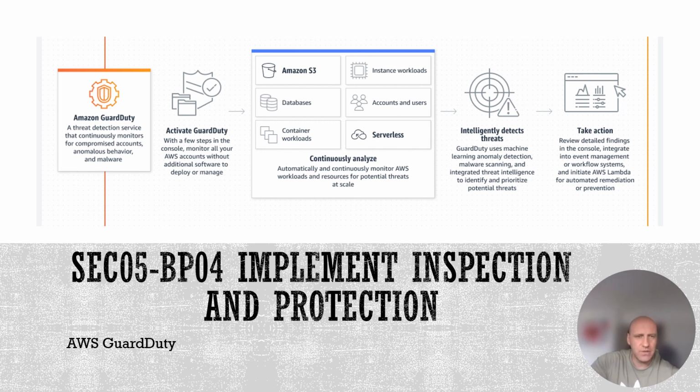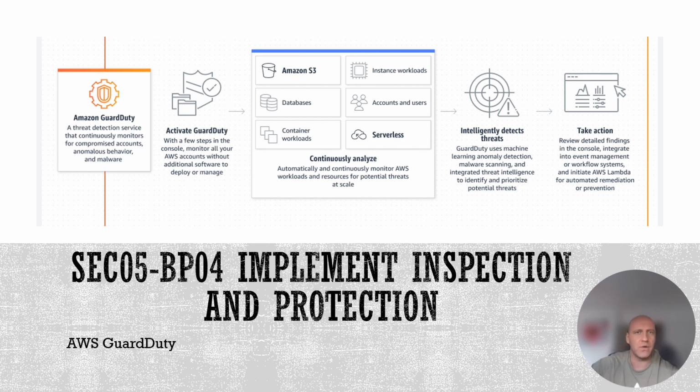So GuardDuty, as I just mentioned, guys, is a threat detection service that continuously monitors for malicious activity and unauthorized behavior to protect your AWS accounts and workloads. So you can use GuardDuty and configure automated alerts that automatically notify you of potentially malicious or anomalous behavior. So how do we deploy that?